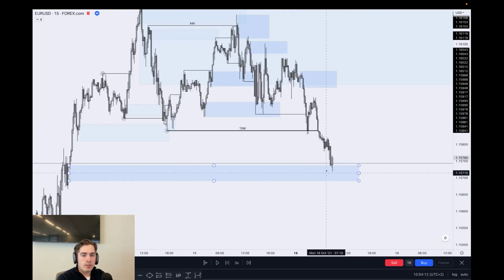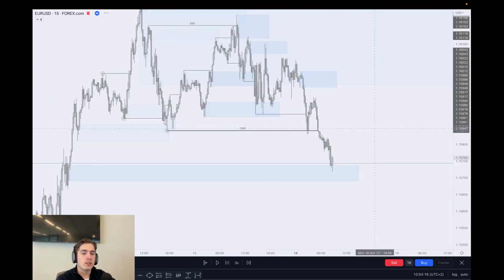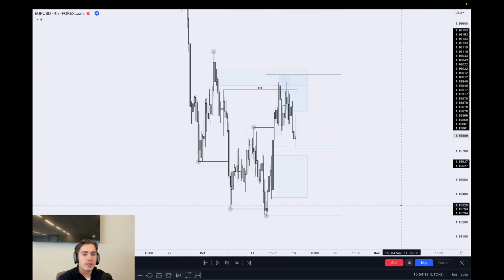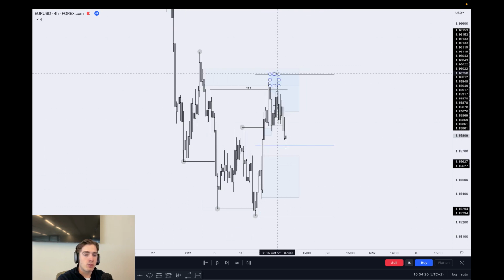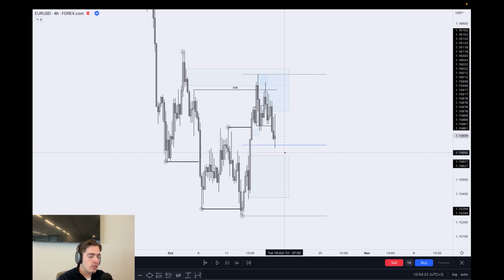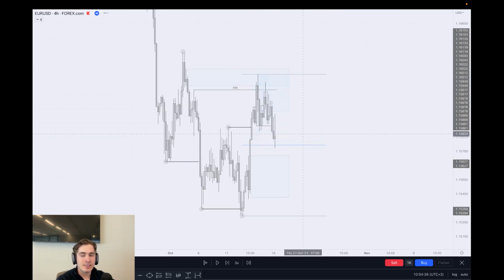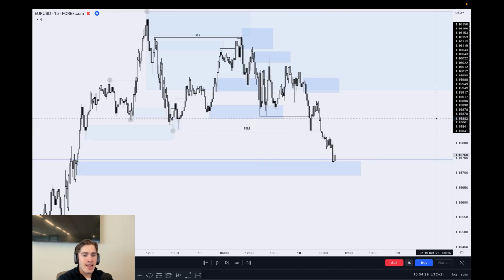Now looking at how the market is reacting at the moment, we're also seeing the market react to this blue line. So what is this blue line? Well, if we look on the 4-hour time frame, we can see that this is the EQ of the overall bullish swing range, and what you'll often see is that price pulls back in towards the EQ and sees a reaction from there, and this is exactly what is happening as of now.